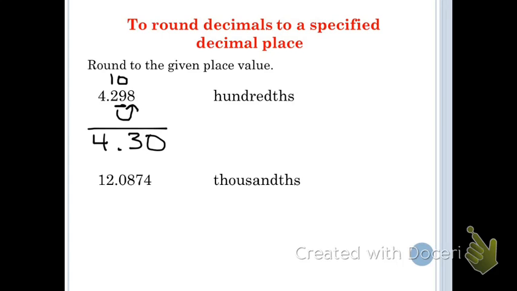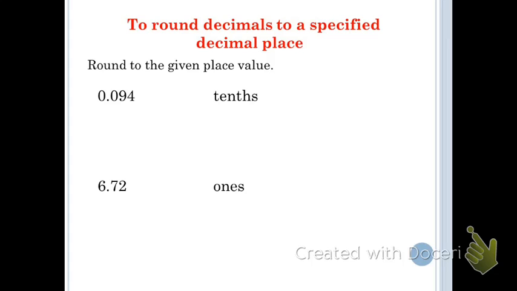In the next example, we're rounding to the thousandths place. The 7 is in the thousandths place. Look at the digit to the right. Since 4 is smaller than 5, our 7 will remain the same, and this number will round to 12 and 87 thousandths.